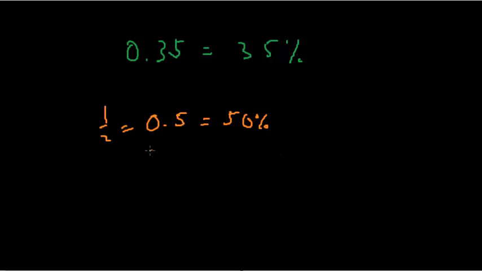If I'm going the opposite direction, it's actually easier to take that 50%, put it over 100, and then we reduce that fraction. 50 over 100 has a common factor of 50, which reduces to 1 over 2. So if we're going from a percent to a fraction, so 50%, we write that over 100 and then just reduce that fraction. If we're going fraction to percent, again, decimal, then percent.